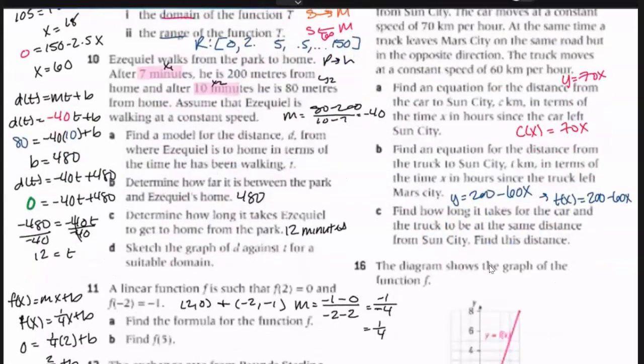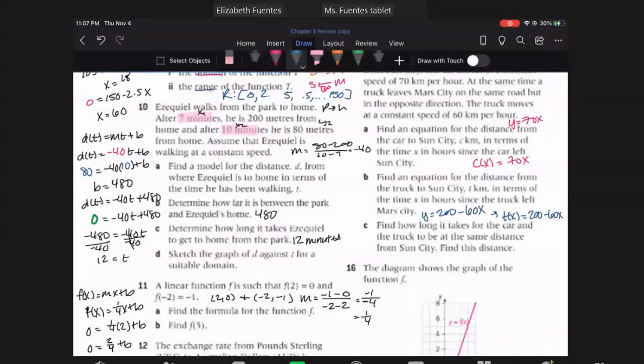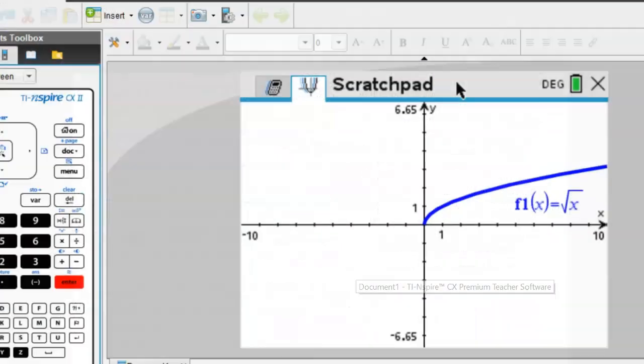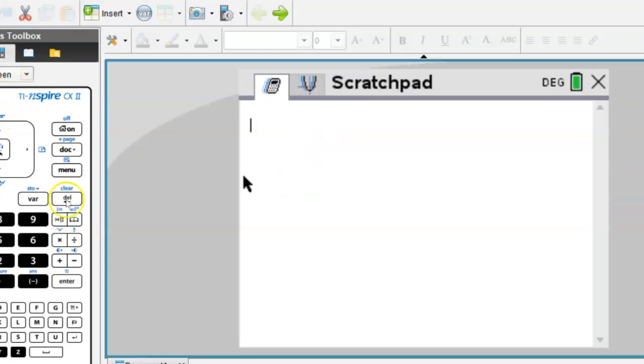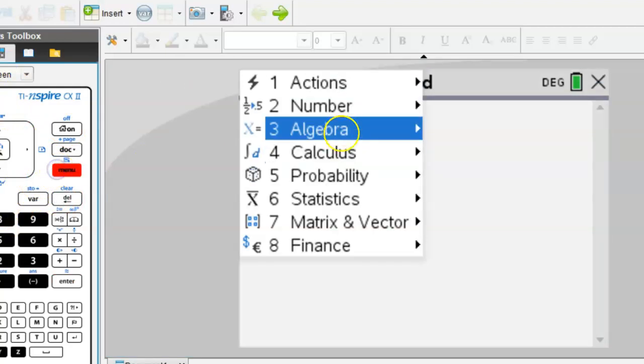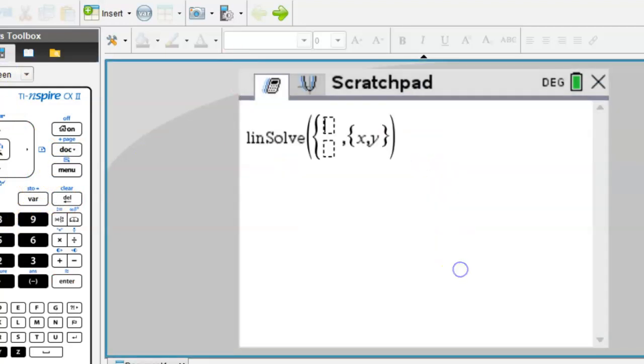And then find how long it takes for the car and the truck to be at the same distance from Sun City. Find this distance. Once again, for this one, you can just use LinSolve or graph them and find the point of intersection. So let me go menu, algebra, not 1, 2. For LinSolve, I have 2 equations, and I'm going to have y equals 70x, and then y equals 200 minus 60x.